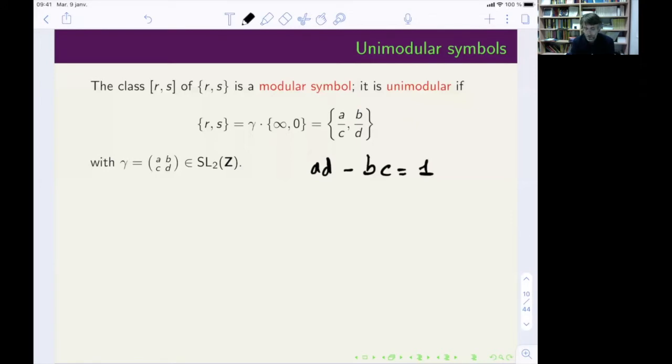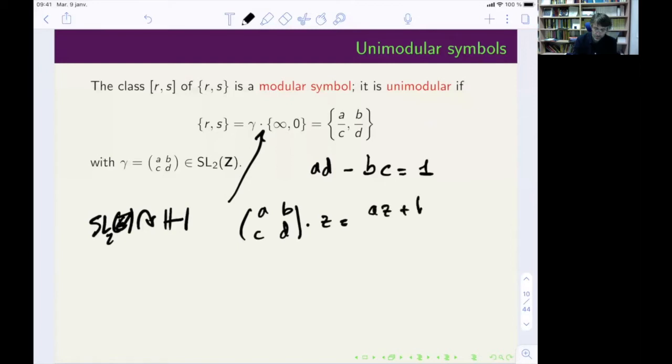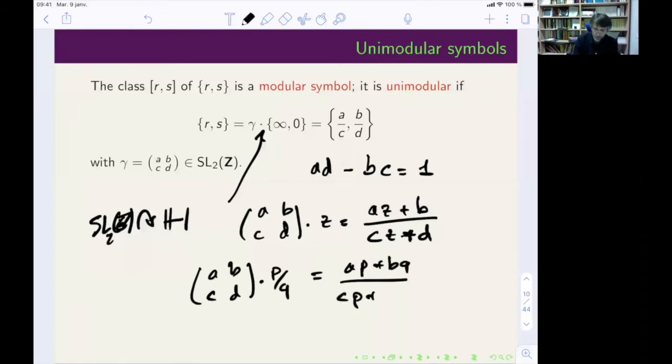And when I say that gamma acts on the modular symbol infinity zero, it's related to the natural action of gamma of SL2Z on H by homography, which extends to the boundary by sending a rational P over Q to this rational AP plus BQ over CP plus DQ. So you have an action of SL2Z on H, which extends to the boundary, and then it maps the infinity to A over C and zero to B over D. And that's why I've written the modular symbol RS in that way.